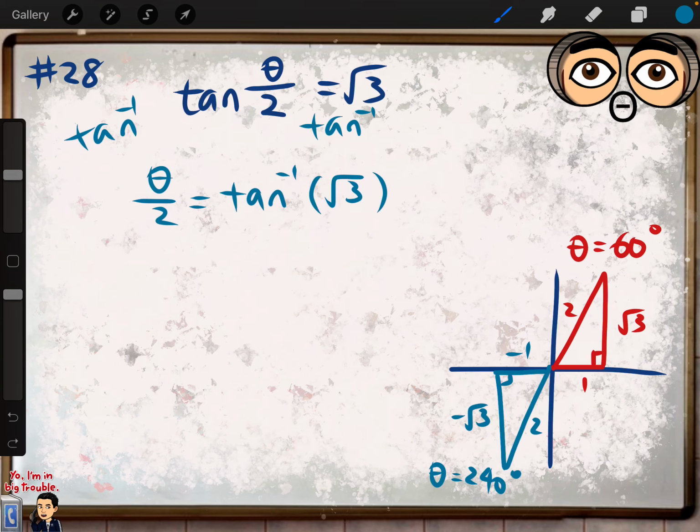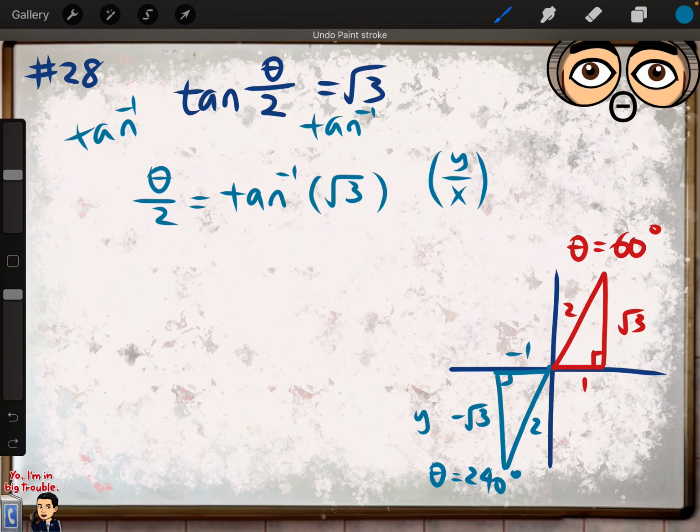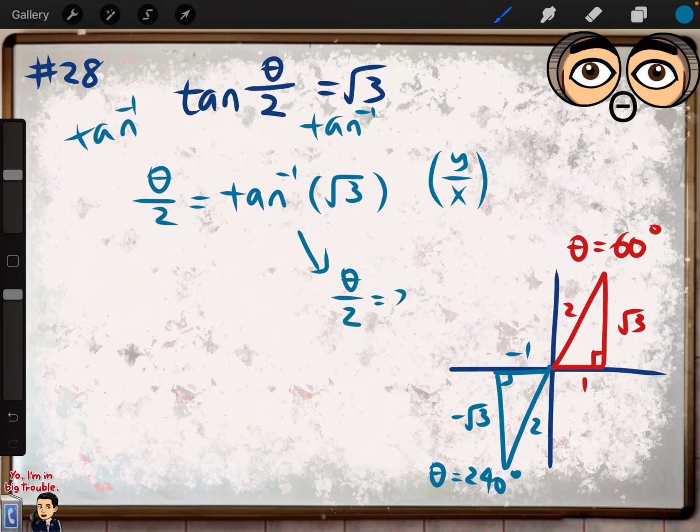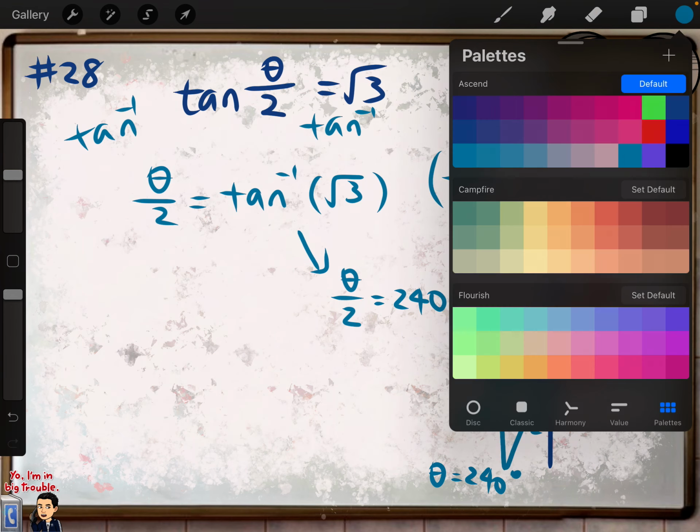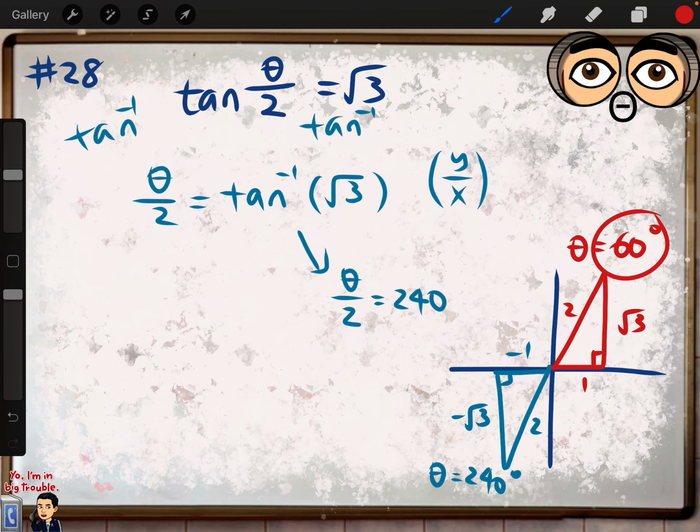Because you know that tangent is y over x, so you have negative y over a negative value for x. That's going to give you positive rad 3. So the first measure is theta over 2 equals 240. Another one is the one for 60, so theta over 2 equals 60.